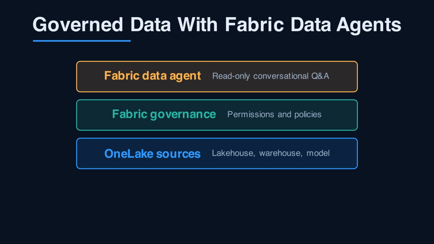Access stays inside Fabric's governance, not copied into a vector store you forgot to secure. You define the scope once in Fabric. Every downstream agent inherits that boundary automatically.